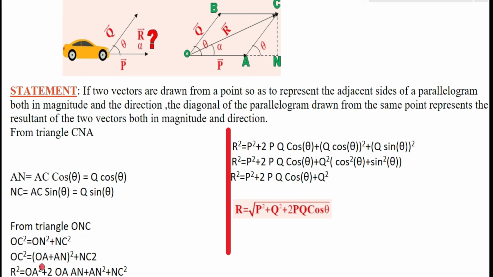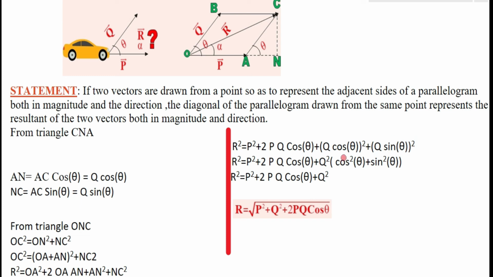Now, if you apply the formula A plus B whole square is equal to A square plus B square plus 2AB, OA plus AN whole square can be written as OA square plus 2 OA AN plus AN square. We know that OA is equal to P, AN is equal to Q cos theta and NC is Q sin theta. Now if you apply all this, you will get R square is equal to P square plus 2PQ cos theta plus Q cos theta whole square plus Q sin theta whole square.